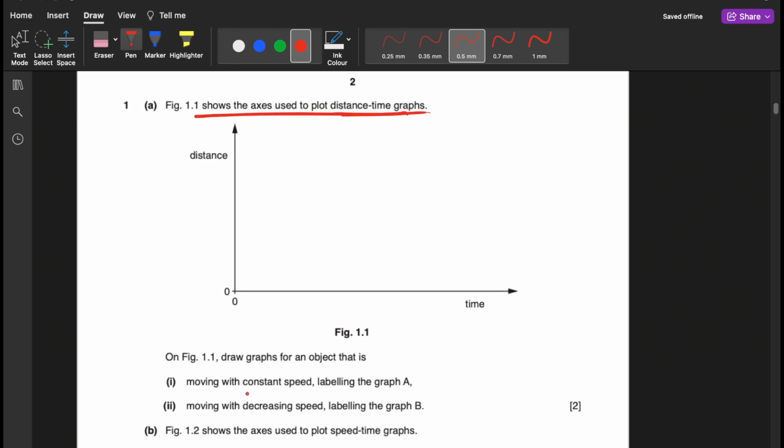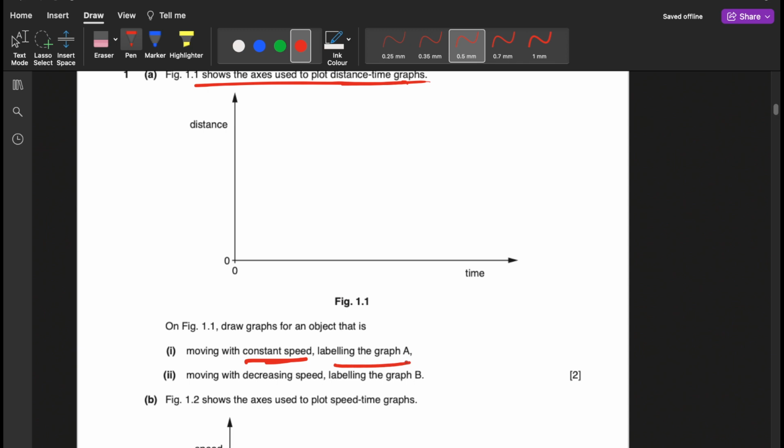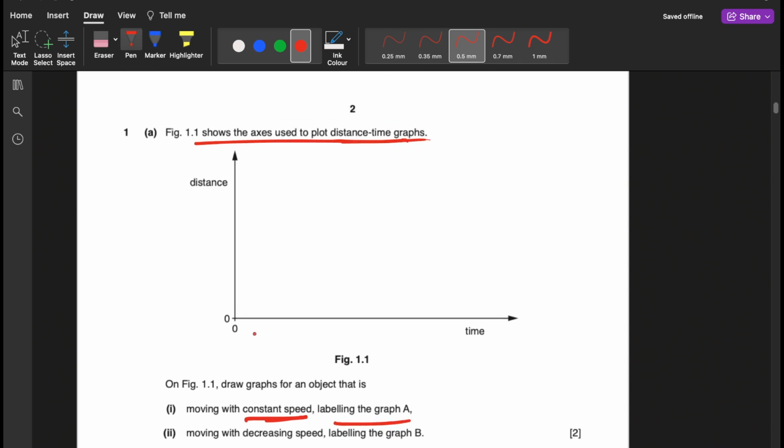Distance time graph. So you have to say the constant speed and label the graph A. Okay. Can you tell me, is this the constant speed graph? What did this graph indicate to you? This graph? The speed does not increase. Think again. Okay.